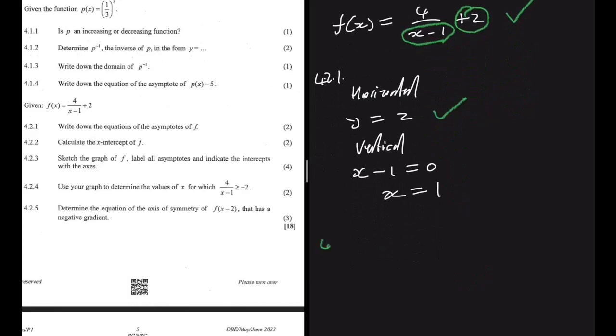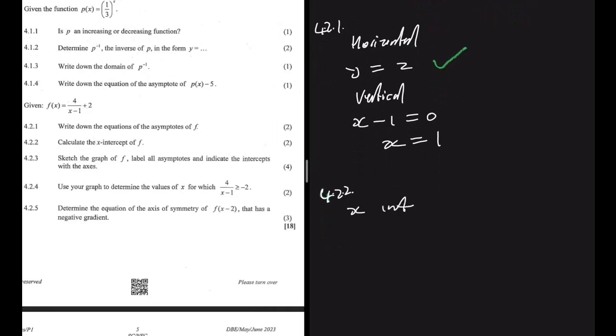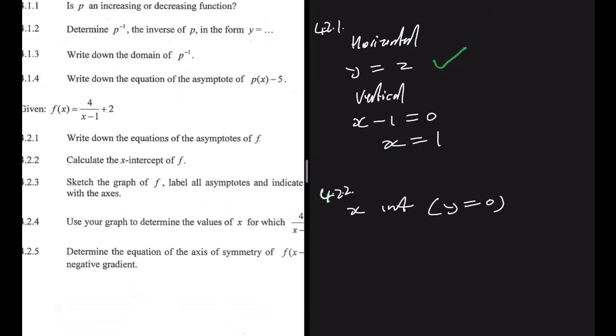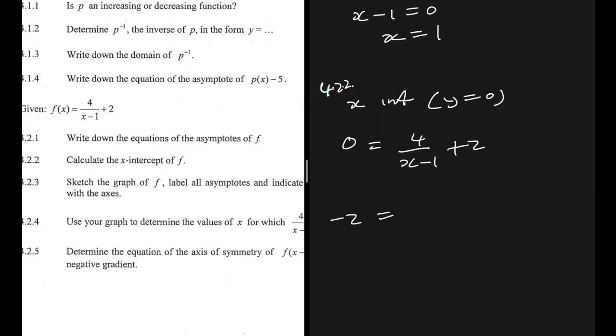Moving to 4.2.2, the question is saying let's calculate the x-intercept of f. As soon as I hear x-intercept, I'm thinking y equals 0, right? So if we let y be equal to 0 in our function, we're going to have 0 equal to 4 divided by x minus 1, plus 2. What we want to do when we have something like this is to subtract 2 from both sides, to get minus 2 equal to 4 divided by x minus 1.